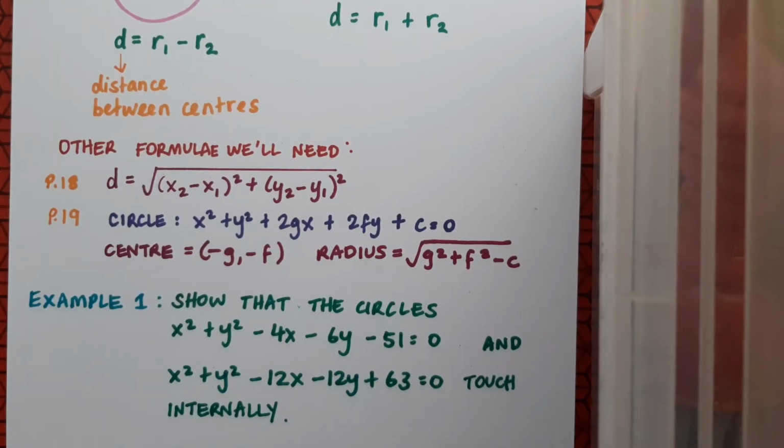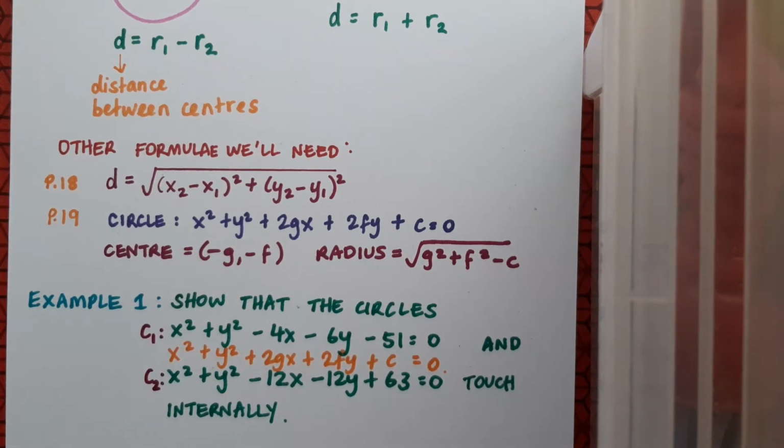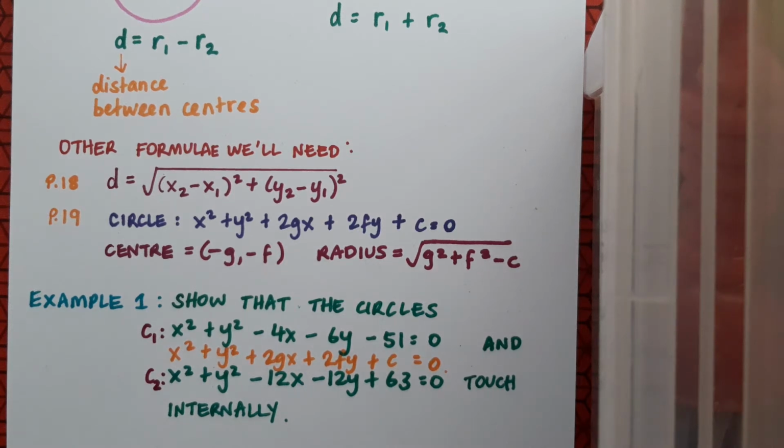So our example is to show that the circles x squared plus y squared minus 4x minus 6y minus 51 equals 0 and x squared plus y squared minus 12x minus 12y plus 63 equals 0 touch internally. The first thing that I'll need to do is get the centres and radii of the two circles. So I'm going to write in the general form of the equation. And for clarity, I'm going to label the circles C1 for circle 1 and C2 for circle 2.